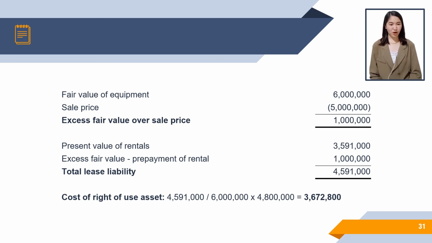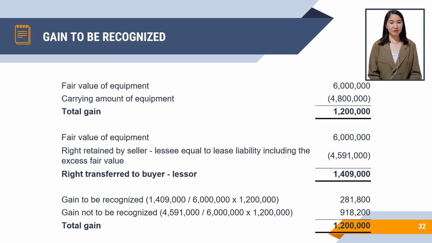So, para makuha natin to, kailangan lang natin magtandaan yung pinaka-formula na PV over FV times CA, which is present value of rental na 4,591 over or divided by the fair value ng equipment na 6 million times the carrying amount of the equipment, which is 4,800,000 pesos, and we arrive at 3,672,800 pesos.